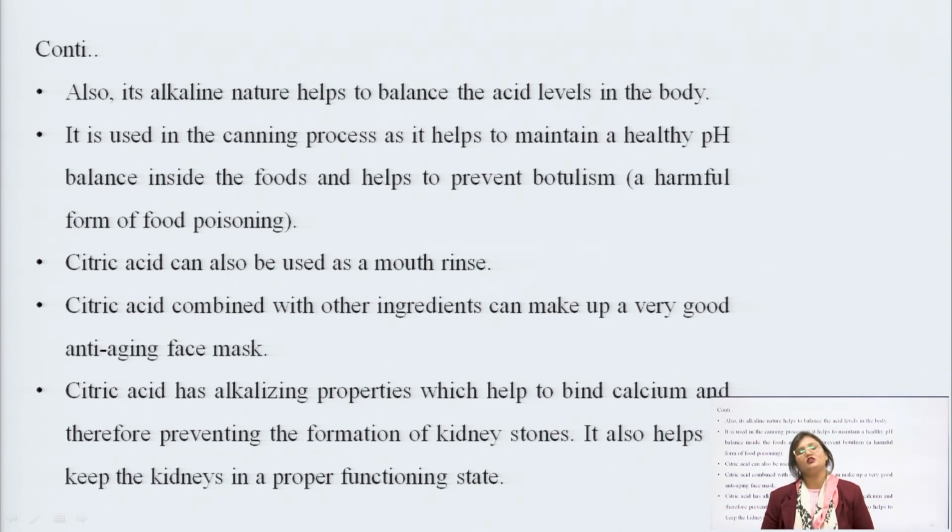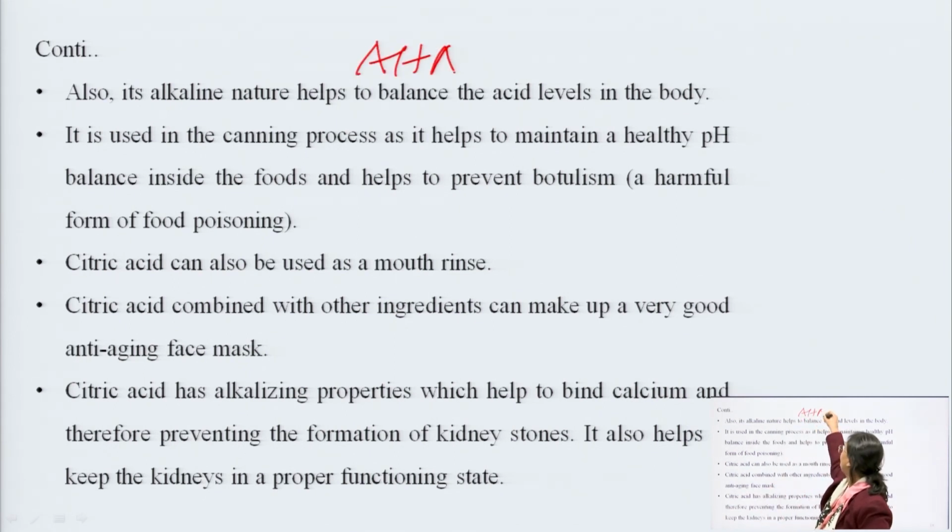Citric acid can also be used as a mouth rinse as it removes bad odor. Citric acid combined with other ingredients can make a very good anti-aging mask. Again, this is because of its AHA, alpha hydroxy acid, property. Citric acid has alkalizing properties which help to bind calcium and therefore prevent the formation of kidney stones. It also helps to keep the kidneys functioning properly.